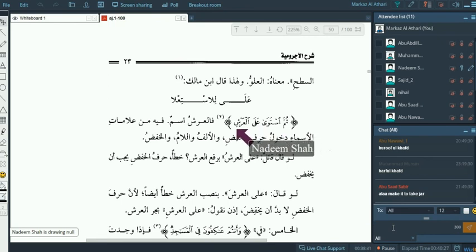Allah Ta'ala also says in the Quran, ثُمَّ اسْتَوَى عَلَى الْعَرْشِ. Al-arsh. What would you say about this word? What do you know about this word, brothers? And what's your reasoning?